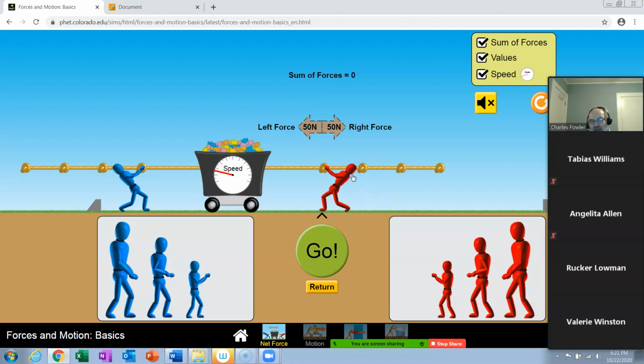Okay? And when I say go, well, okay, before we do that, record the sum of the forces and the direction. What's the sum of the forces now? 0. Okay, because the little blue Android is pulling to the left with 50, the little red Android is pulling to the right with 50, and guess what? Net force is 0. Okay, what direction?